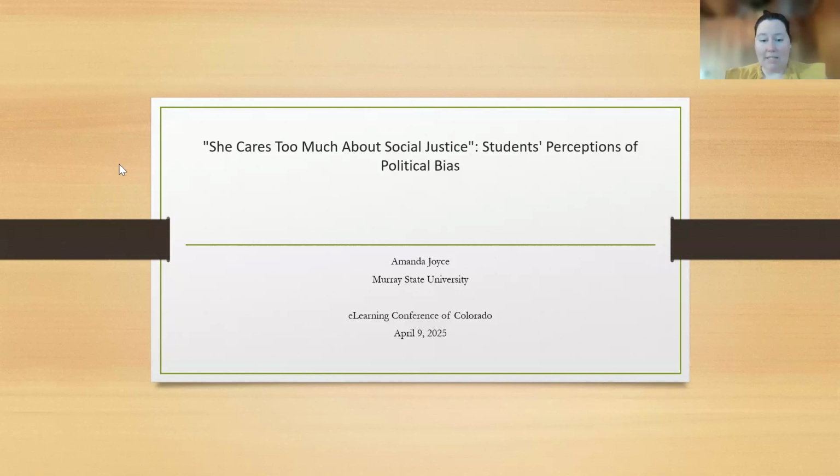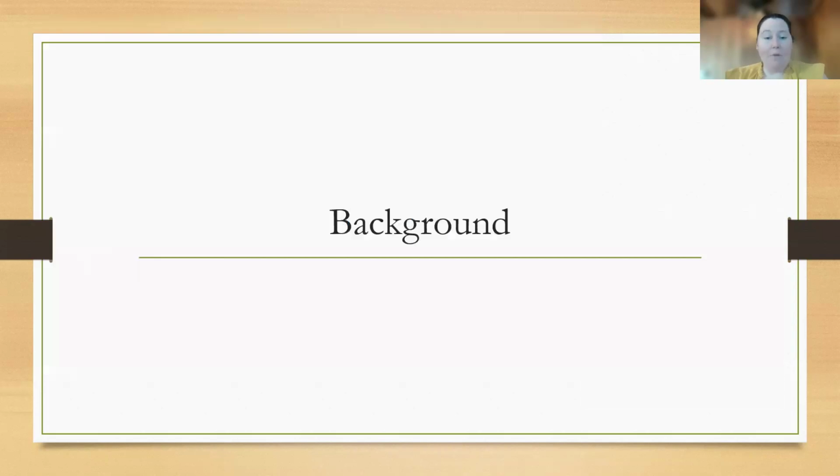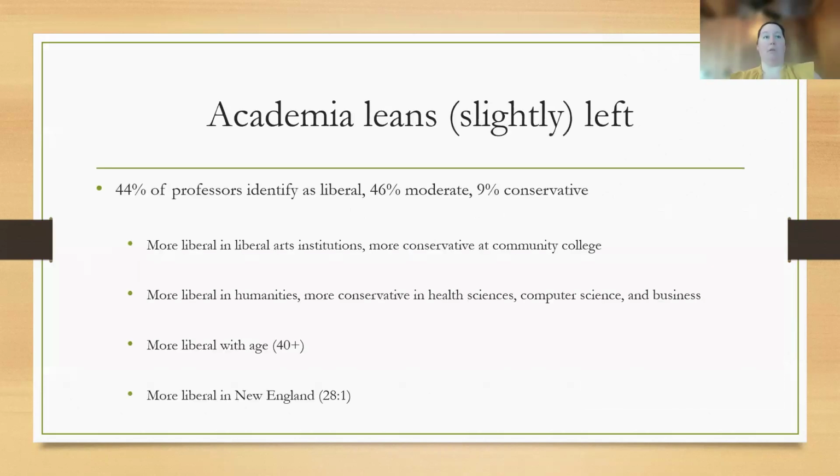So again, this is a scholarly read. It's based off of an article that I did not write. I just was excited to read it. This is a study out of South Alabama looking into students' perceptions of political advocacy and inappropriate political advocacy within the classroom. I've put a QR code there so that you can track this down. If you look in the session description, there's also a citation for this particular article, so you can pull it up if you would like. But I want to give you the background on all of this.